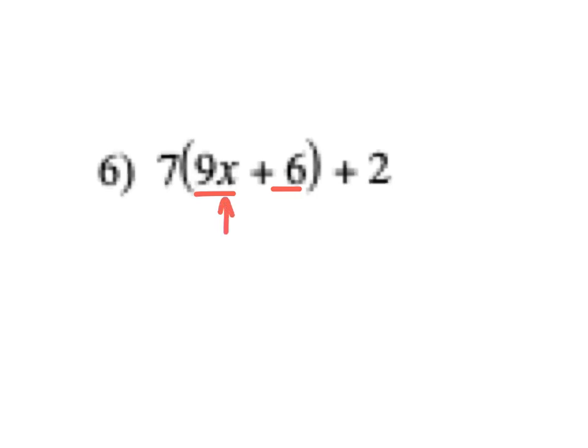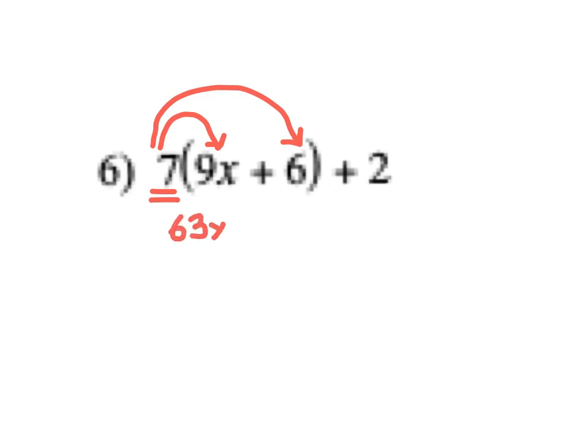One term has an x, one term does not. And to be like terms, both have to have the same variable. So to get rid of my parentheses, I need to multiply out that 7 with everything inside. So 7 times 9x plus that 6. So I know that 7 times 9 is going to give me 63x. And 7 times that 6 will give me a positive 42.